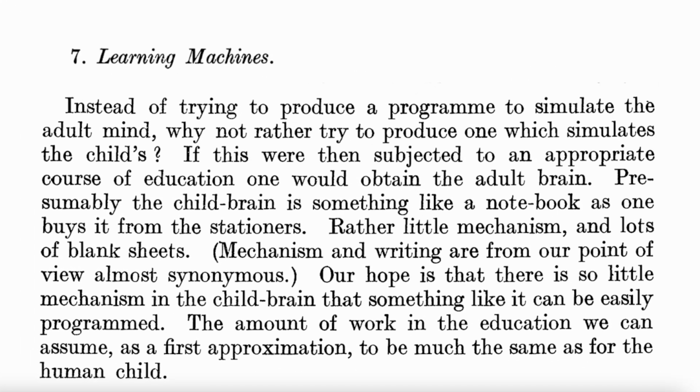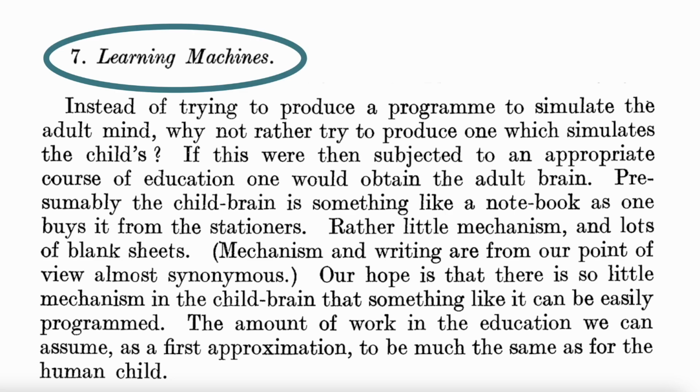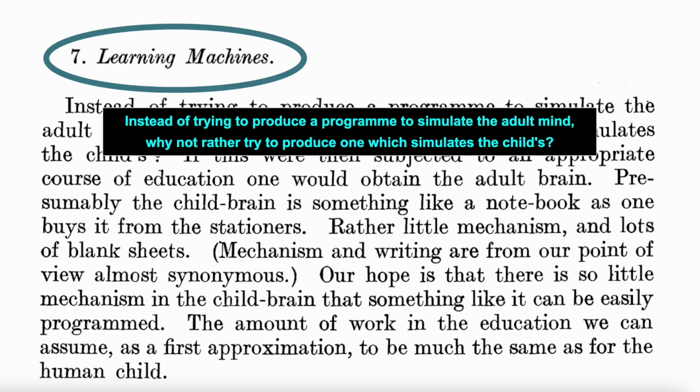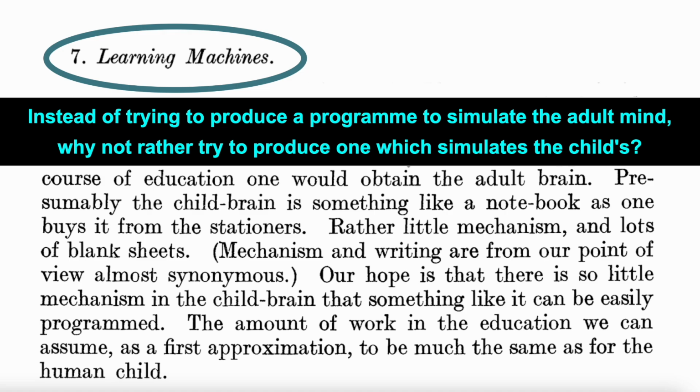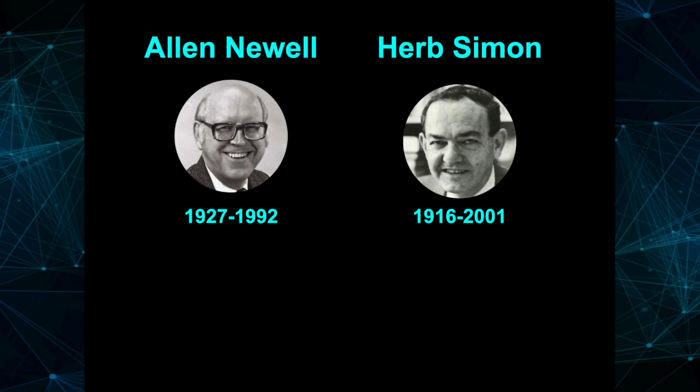At the end of the essay, Turing introduced the concept of learning machines. He knew how hard it would be to imitate human intelligence by trying to program a computer with all the knowledge an adult had accumulated. So instead, he proposed that machines be programmed to learn like children. Sadly, Alan Turing died in 1954, but several other researchers were working to develop learning machines.